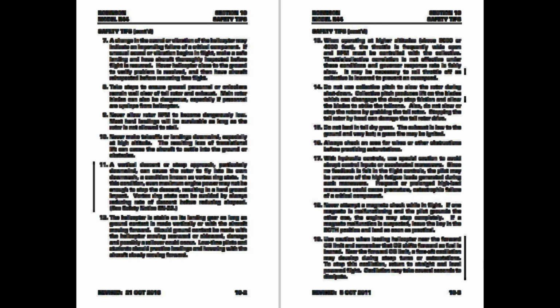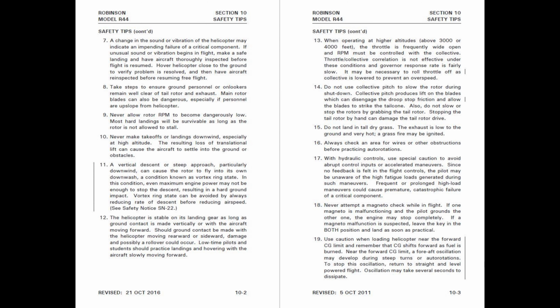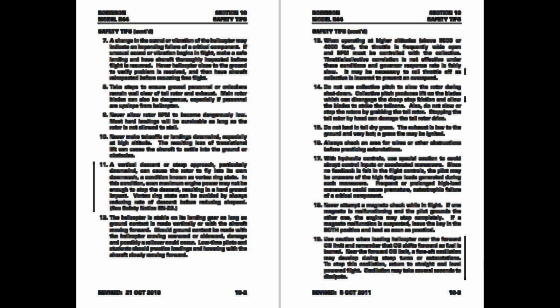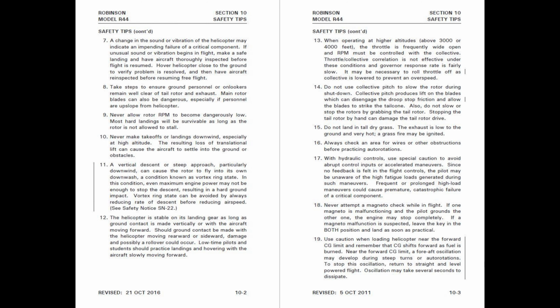Which part of the rotor system prevents the rotors from drooping during a shutdown procedure, and possibly even hitting the tail cone? The droop stop friction. If the engine is running rough and the pilot suspects a magneto failure, what might happen if the magnetos are checked during flight? If only one magneto is working and the pilot grounds the other one, the engine might stop completely. Leave the magneto in the both position and land as soon as practical.